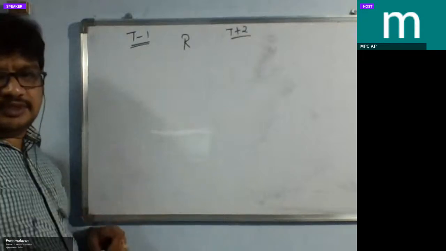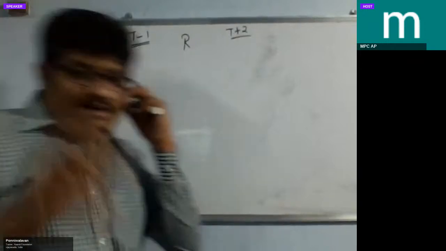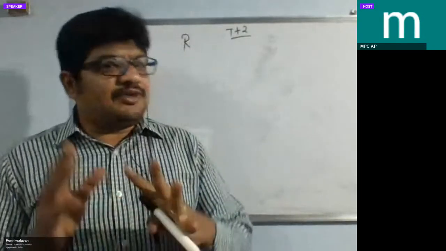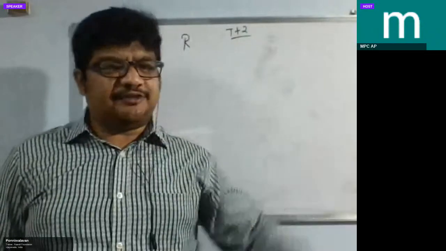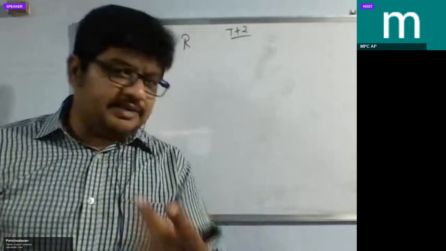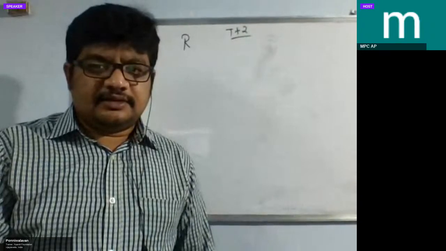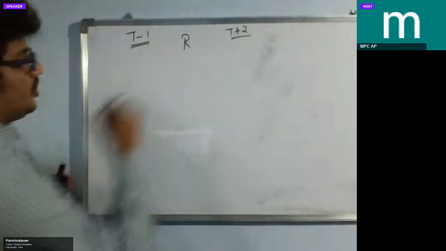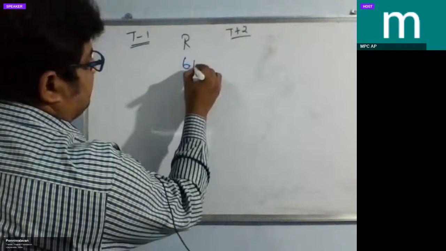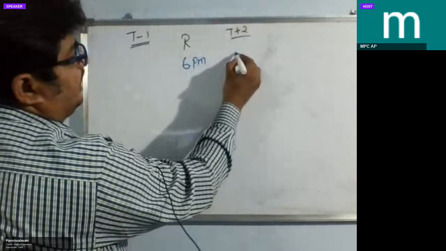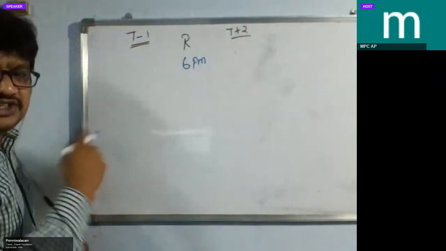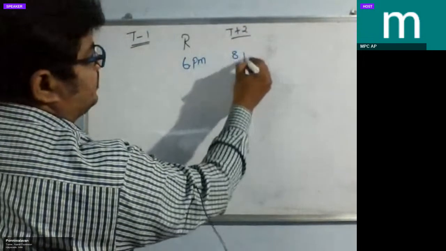If you have doubt in this, just assume a time at which Rohit reaches. Tell me any one time. 6 p.m. Okay. Suppose he is taking 2 hours extra now. At what time may he reach? 8 p.m.